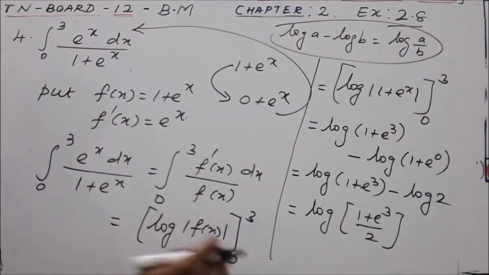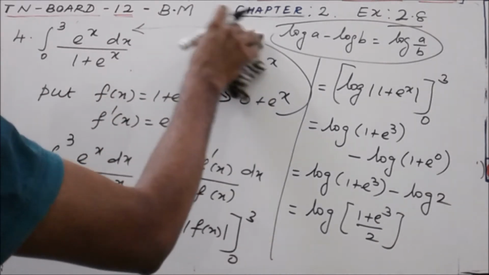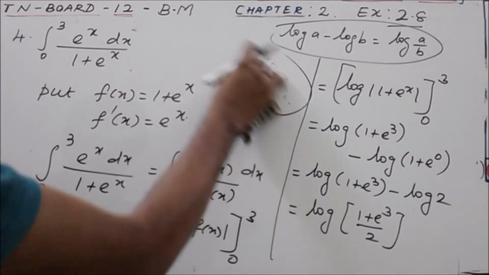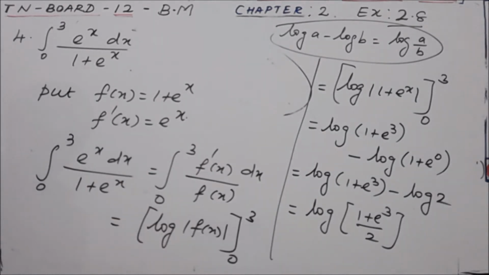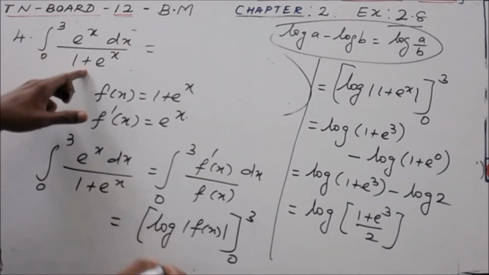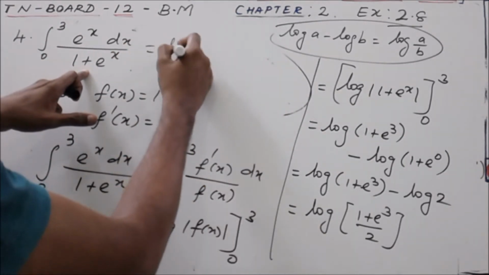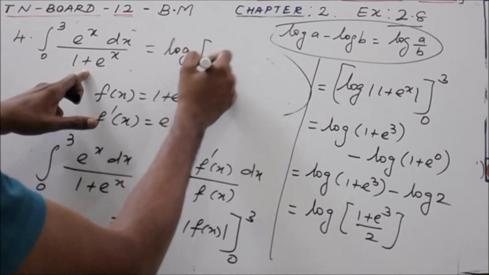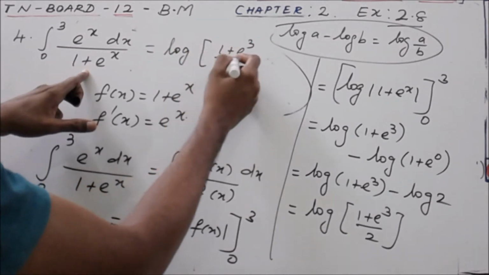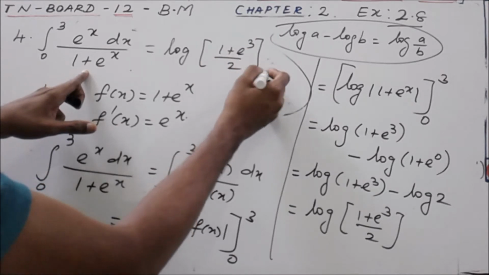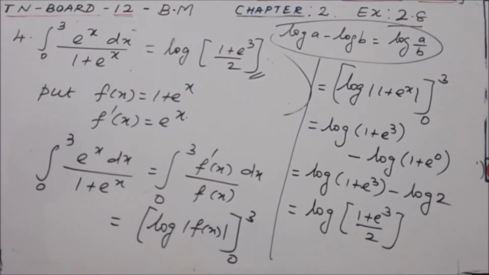We can write this way, therefore integral 0 to 3 e power x dx by 1 plus e power x is equal to log of 1 plus e power 3 divided by 2. Very simple.